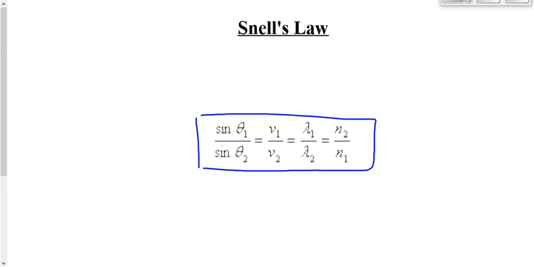In any equation that you're using, you're only ever going to have one equal sign, right? So it's going to be sine theta 1 over sine theta 2 equals V1 over V2, or it might be V1 over V2 equals N2 over N1, or it might be lambda 1 over lambda 2 equals N2 over N1, whatever. 2 parts of this equation. What do these different variables mean?